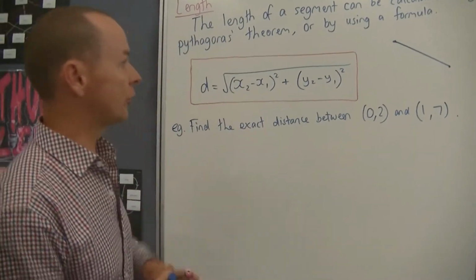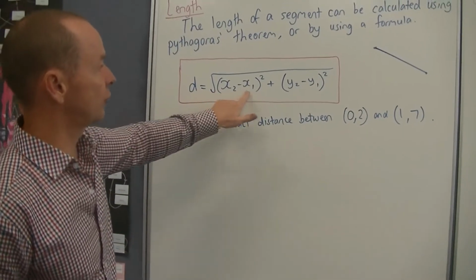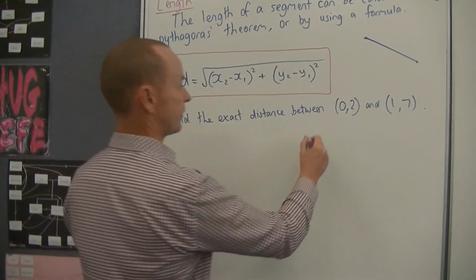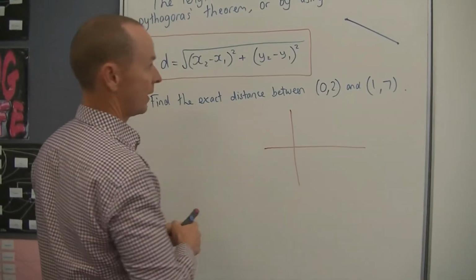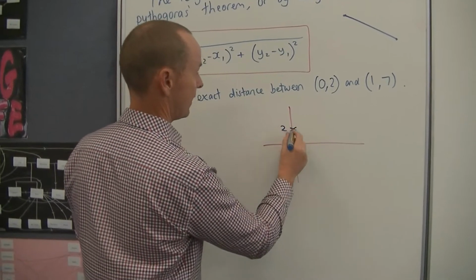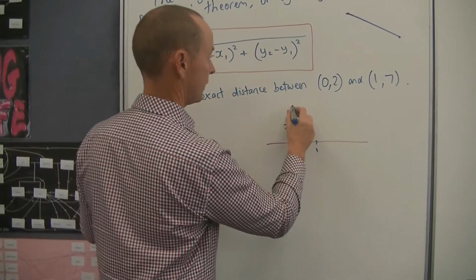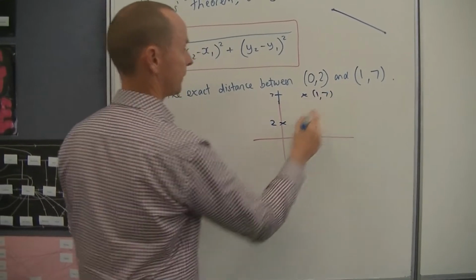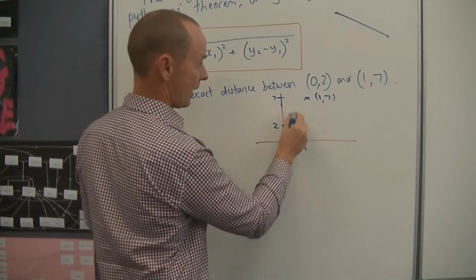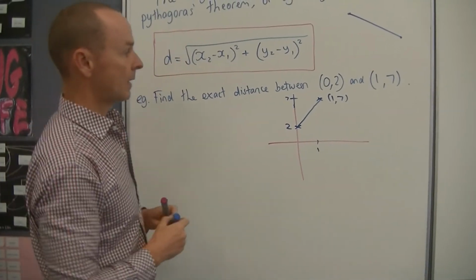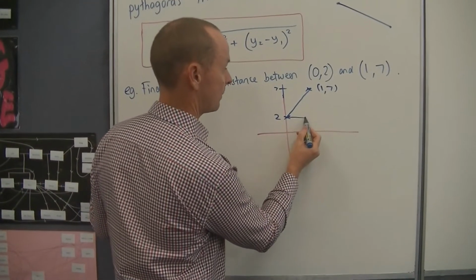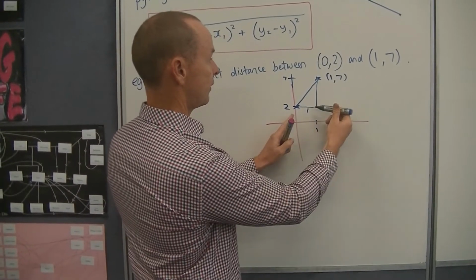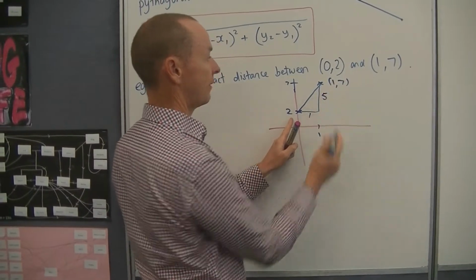If you've just got the two points, you can either substitute them straight into this formula, or you can do a little sketch. In this case, I'm going to do a little sketch. So there's my (0, 2) there, and (1, 7) there. Alright, there's my two points, and I'll connect them up with a line. So I'm going to use Pythagoras' theorem. So I need my right angle triangle. 0 to 1 is 1, and this one goes from 2 to 7, which is 5.